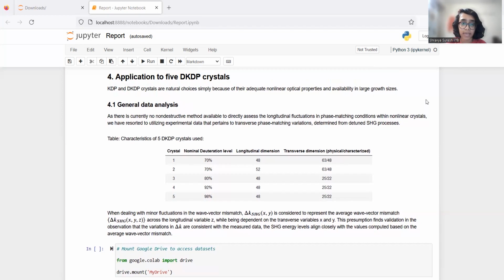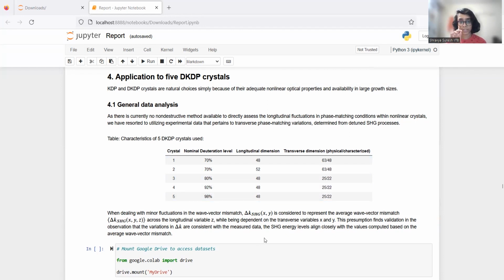As mentioned earlier, these are the characteristics of the 5 DKDP crystals which we are utilizing through our data. As visible again, each crystal has a different deuteration level. Crystals 1 and 2 are deuterated at 70%, crystal 3 at 80%, crystal 4 at 92%, and crystal 5 at 98%. And according to transverse dimensions, the aperture length of crystals 1 and 2 is 48 millimeters, and the aperture length of crystals 3, 4, and 5 is 22 millimeters.